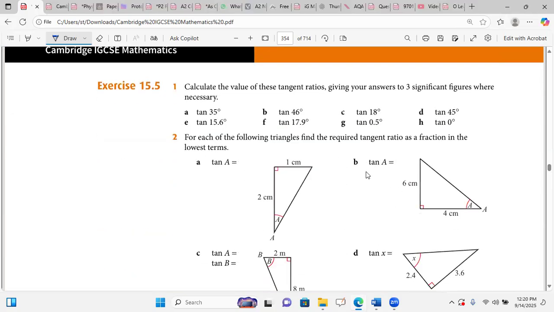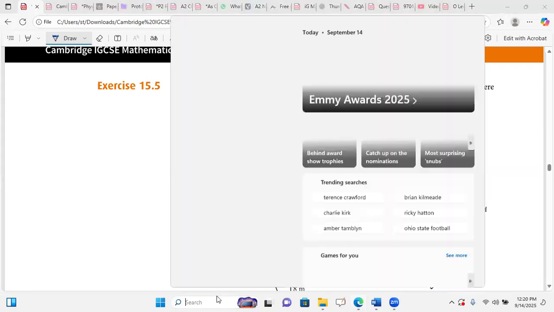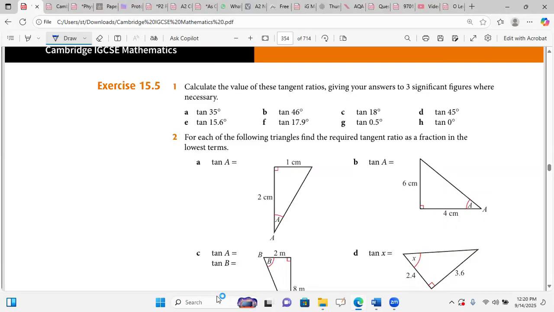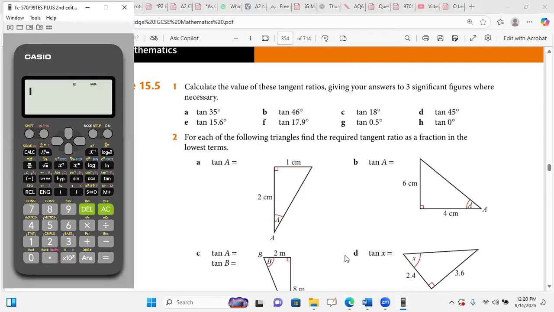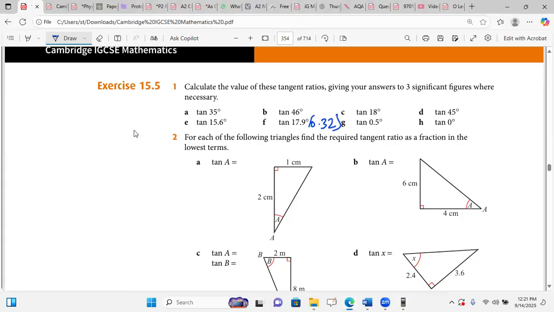Okay, here he is saying to calculate the value of these tangent ratios, giving your answers to 3 significant figures. The easiest way is to use the calculator. For example, I take tan 17.9, bracket close, equals, like 0.32. So it is 0.32. You can use the calculator for all of these values for question number 1.